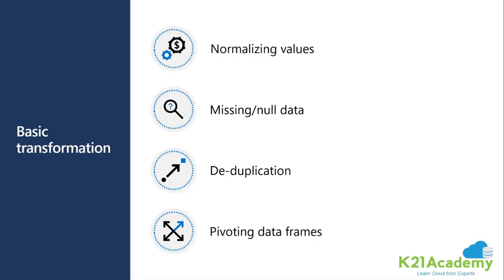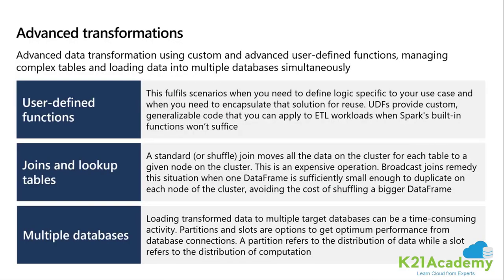We can also pivot data frames. Pivoting a data frame is very similar to transposing a matrix. So if you know what a transpose is, when we transpose a matrix, similar to that, we can also pivot the data frames. Now, as part of advanced transformation, you can define your own user-defined functions. Whenever the default built-in Apache functions are not useful to you, you can write your own functions and use those functions. They are called user-defined functions.